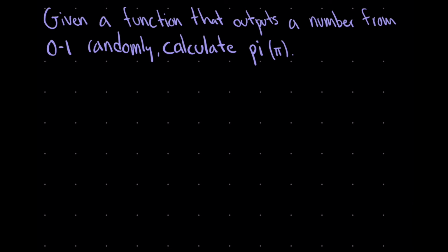We know that pi comes up really often with circles in geometry, and that the area of a circle is equal to pi r squared. So now it's up to us to find a way to express this function that gives a number from 0 to 1 randomly in geometric terms.